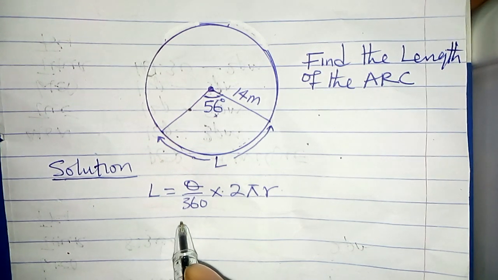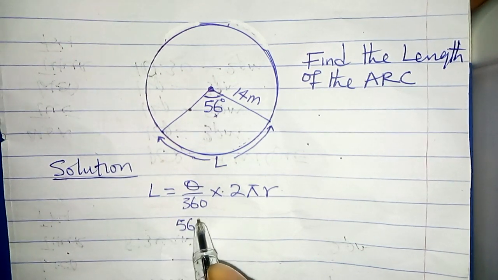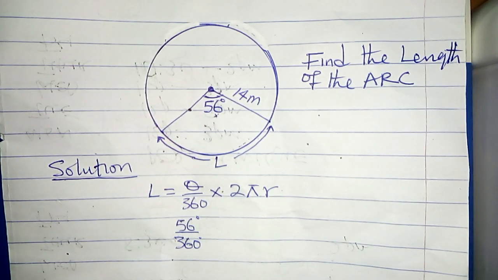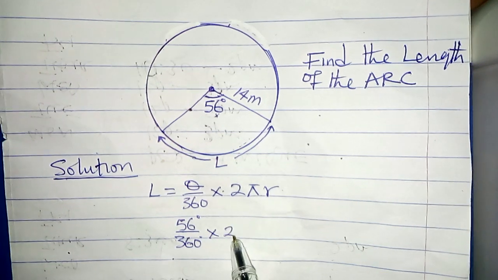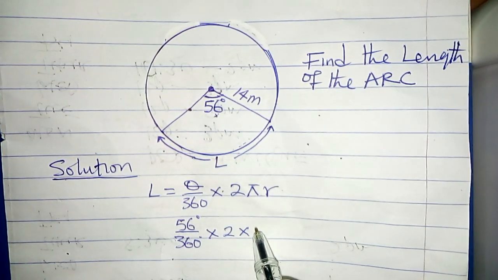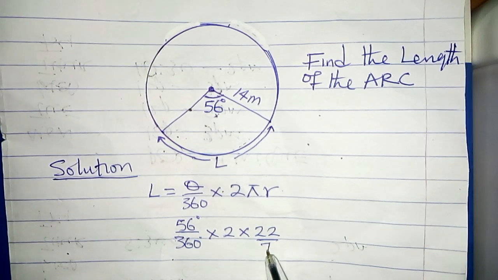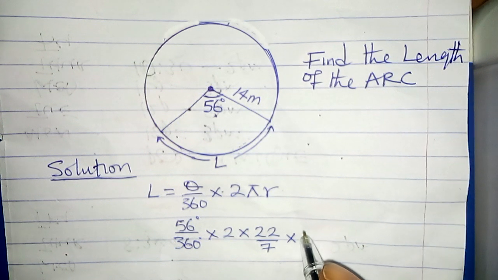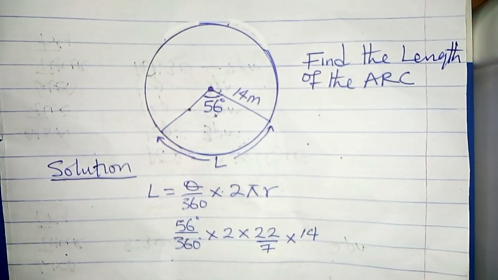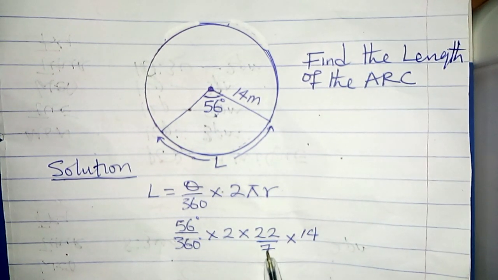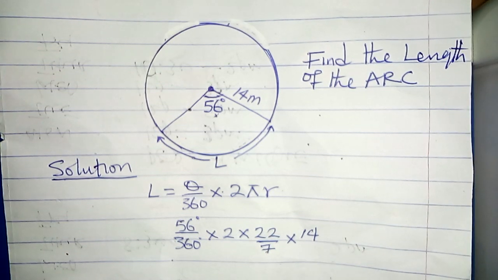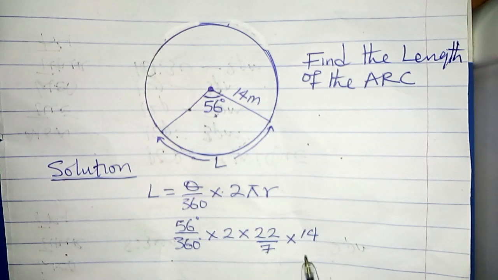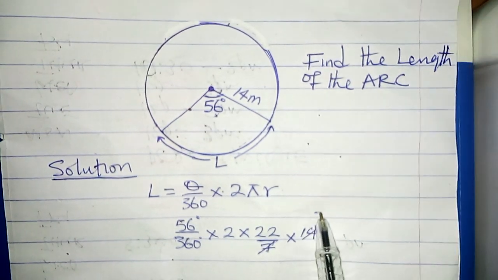It will now be 56 degrees divided by 360 degrees, which is the fractional angle, multiplied by 2, multiplied by pi. Pi is a constant, 22 over 7, multiplied by r. r is 14 meters, which is 14. The next thing we are going to do, we know that 7 can divide 14. It will give us 2. So we have this part, this going to this will give us 2.